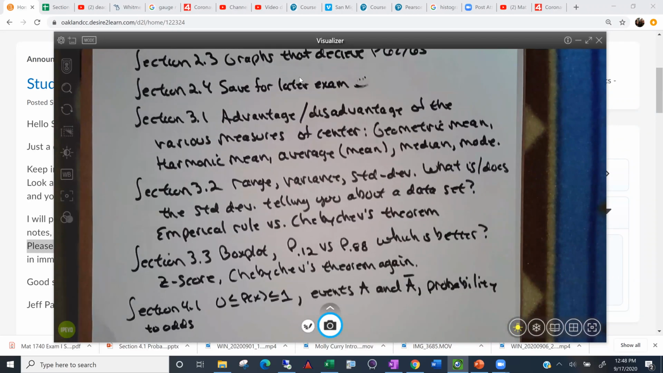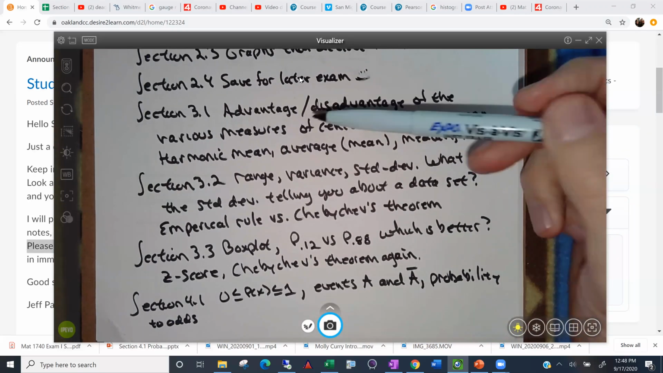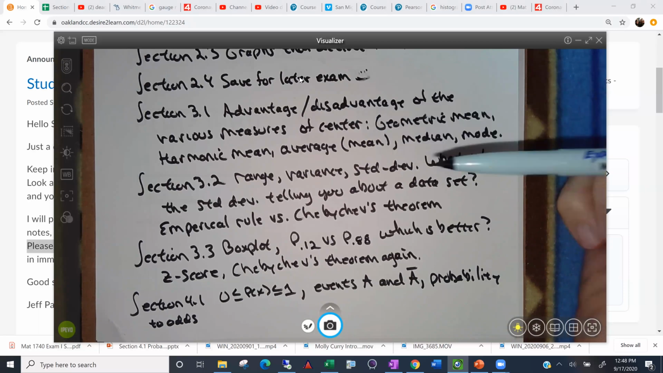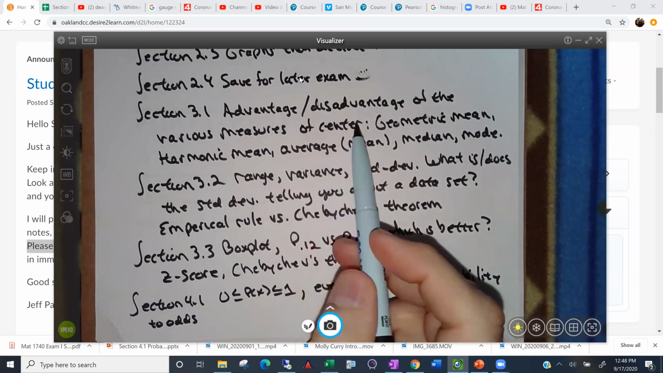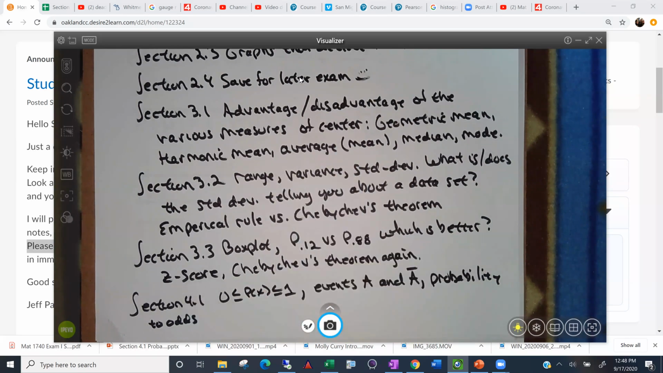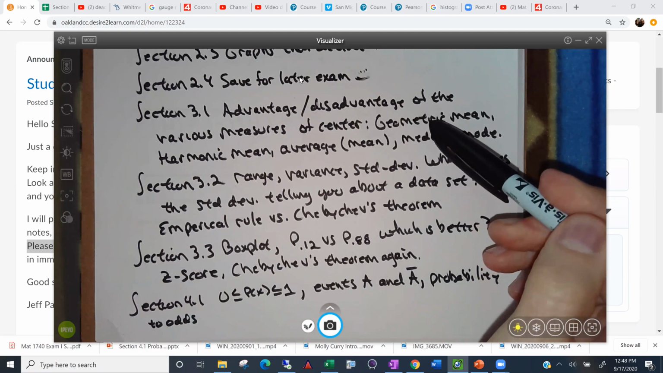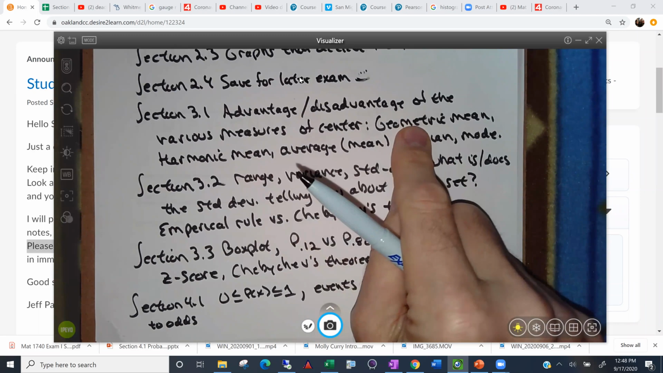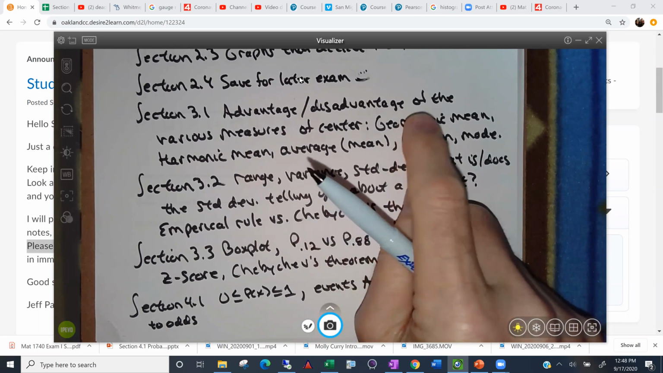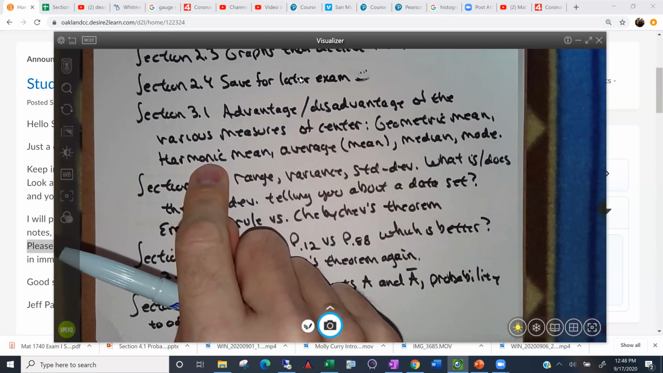Section 3.1. We talked a lot about measures of central tendency. What's typical about your data set? So I want you to know the advantages and disadvantages of the various measures of center. We went through a lot. I'm not going to be asking you to calculate a geometric mean or a harmonic mean, but you might want to know where this is used and why it's used, or same thing with your harmonic mean. We went over those the other day.